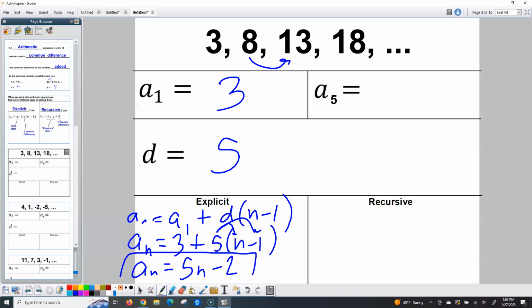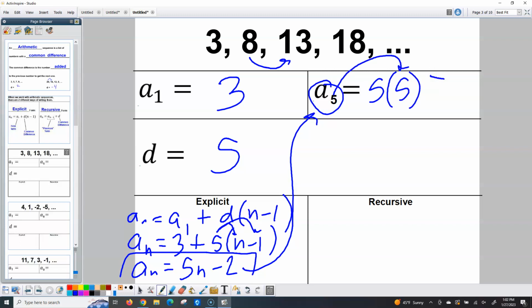And if I want to find this a sub 5 or a sub 10 or a sub 50, that's just a fancy way of saying, hey, let's find the 5th term, or let's find the 10th term, or the 50th term. I'm going to take that 5th term, and I'm going to plug it in for n on my explicit form. So a sub 5 equals, I'm going to take this up here and say 5, and where that n is, I'm going to plug in 5 right there, minus 2. And so the 5th term would be 25 minus 2 is 23. And now that was easy.